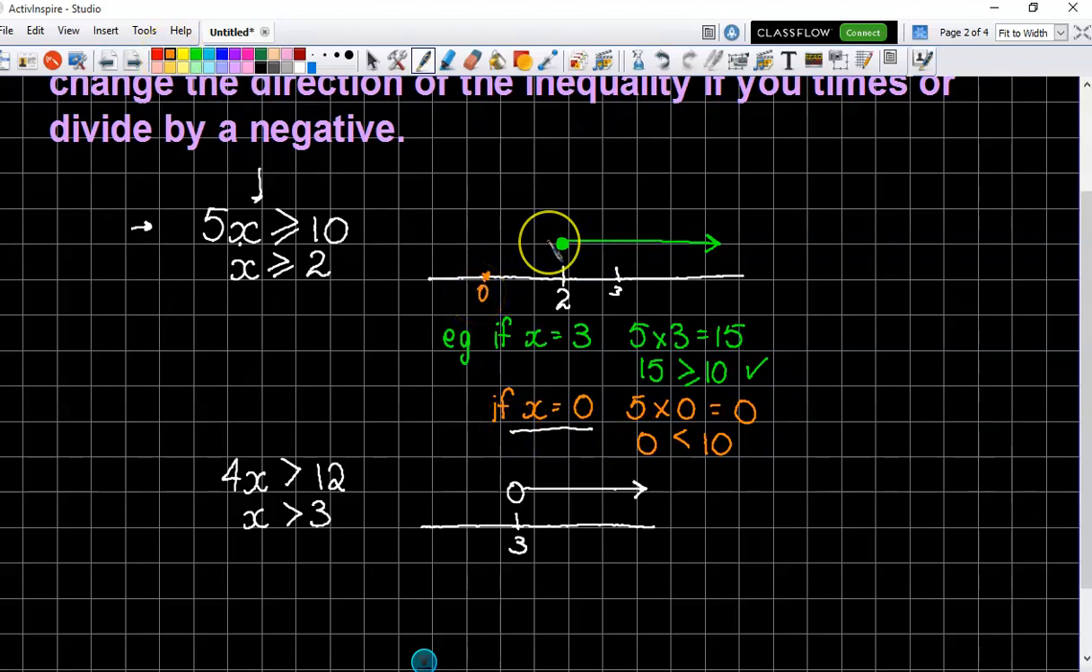So not in my solution domain. What's 5 times 0? Because again, I'm just subbing it back into this equation. 5 times 0 is 0. Now clearly 0 is not greater than or equal to 10, is it? So that's why that does not work. So that's all we're doing. Exactly the same as an equal sign, but now we can have multiple solutions.